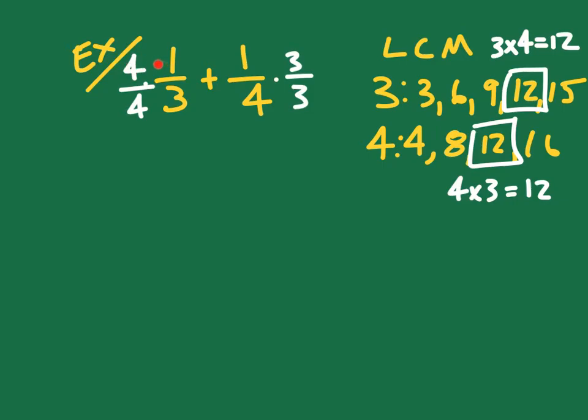So let's multiply our fractions. 4 times 1 is going to give us 4. 4 times 3 is going to give us 12. Plus 1 times 3 is 3. 4 times 3 is 12.